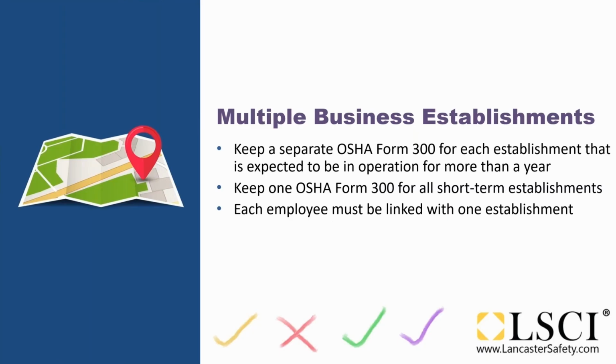When the employer has more than one establishment, a separate log must be kept for each establishment expected to be in operation for more than 1 year. OSHA defines an establishment as a single physical location where business is conducted or where services or industrial operations are performed. If your company has a continuous presence at a client's site or job site for 1 year or longer, you must treat that as an establishment and maintain an OSHA 300 log. For the short-term establishments, such as those expected to be in operation for less than a year, the employer may keep one log that includes all of the injuries and illnesses of the short-term establishments, or keep logs by state or district.